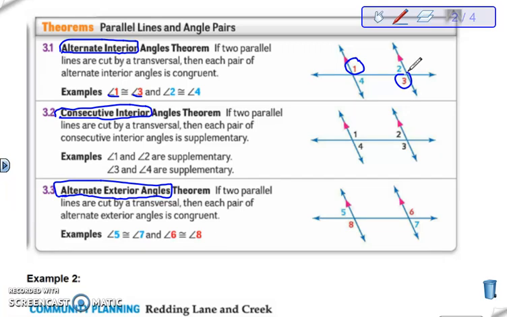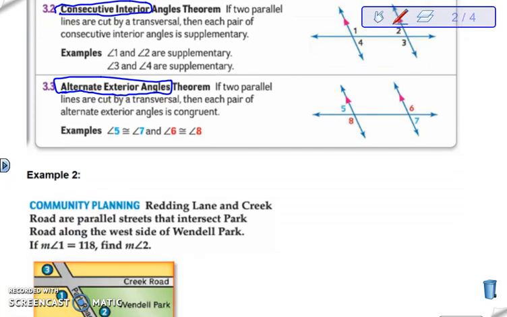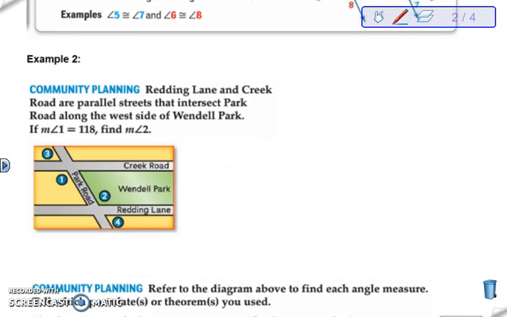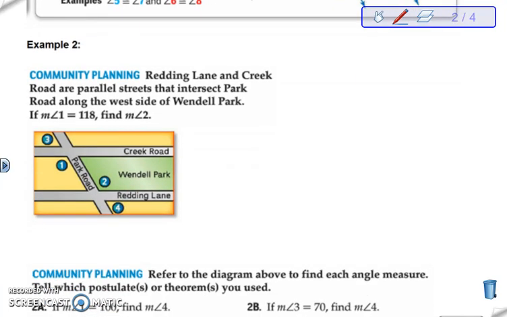So if you forget exactly what alternate interior means, you can still figure out the value of the angle by just figuring out whether it's acute or obtuse, provided you've already figured out one angle in the picture. So we look at these streets. It's telling us that the measure of angle 1 is 118, and we need to find the measure of angle 2. So I'm going to mark 118.